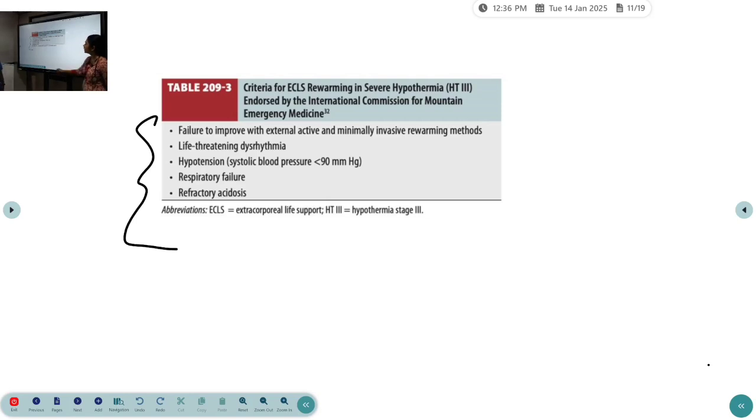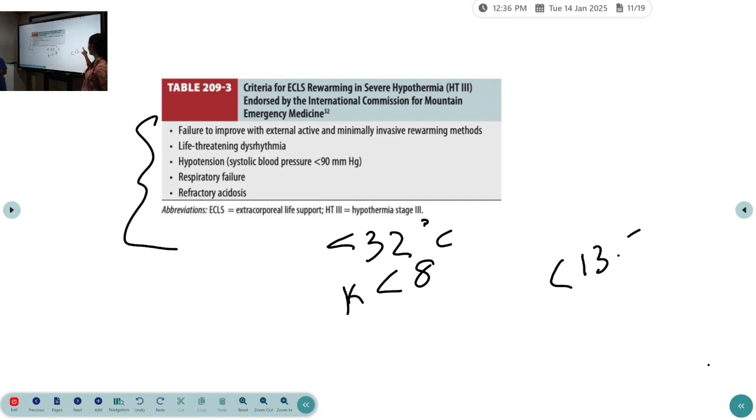Provided that the core body temperature should be less than 32 degrees Celsius, and also the potassium level should be less than 12, or some textbooks, UK guidelines, say 8 millimoles per liter. So if these criteria are satisfied, only then will we be planning. And if a patient is coming with a core temperature of less than 13.7 degrees, it is considered an irreversible change. For such patients, there is no point in resuscitating or planning such things.